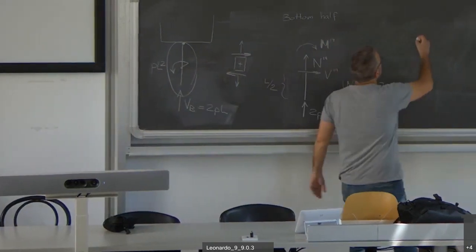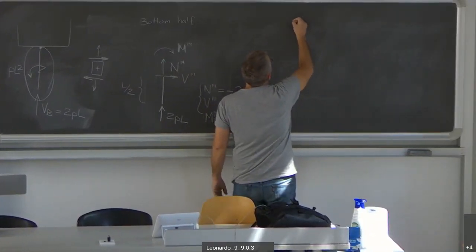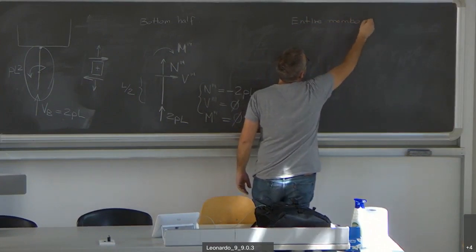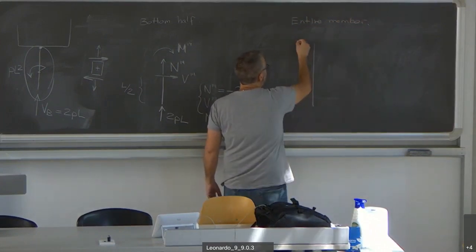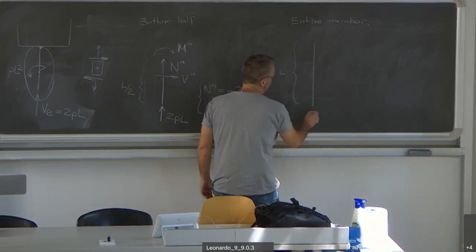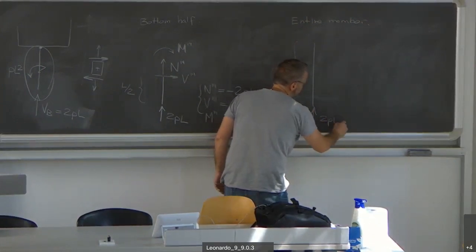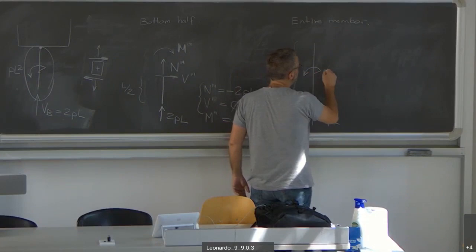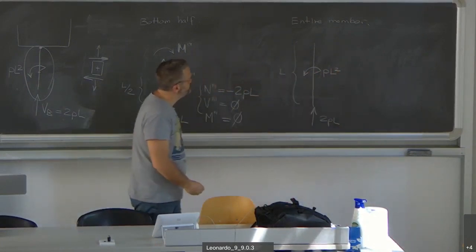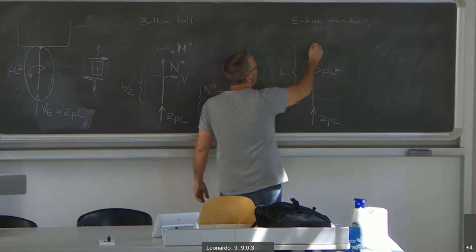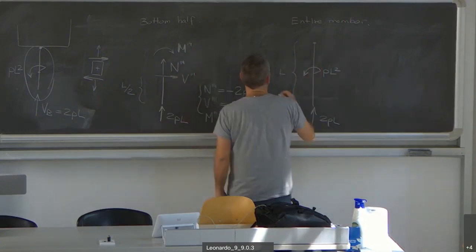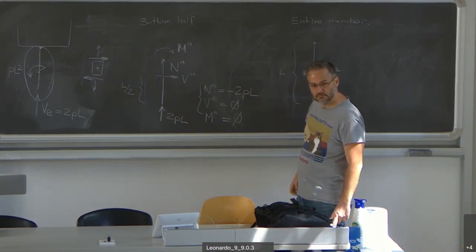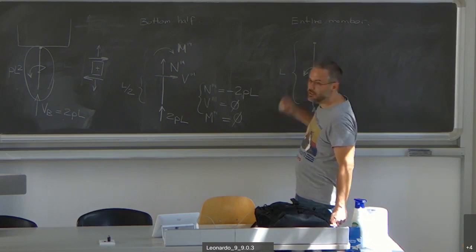Now, bottom half, entire member. So what I do is L, 2PL at the bottom, and PL squared at mid-span. And I look at what happens at the top. What happens if I just take the top part of the beam? Let's do it.